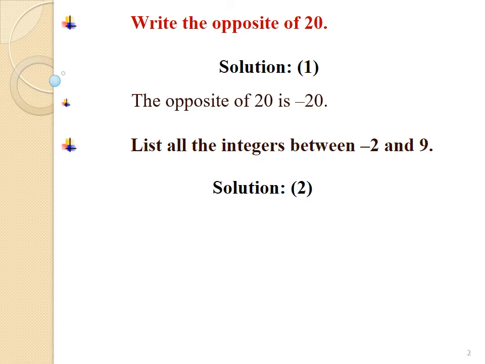Now, question number 2. List all the integers between minus 2 and 9. Students, we know that the integers between minus 2 and 9 are minus 1, 0, 1, 2, 3, 4, 5, 6, 7, 8.